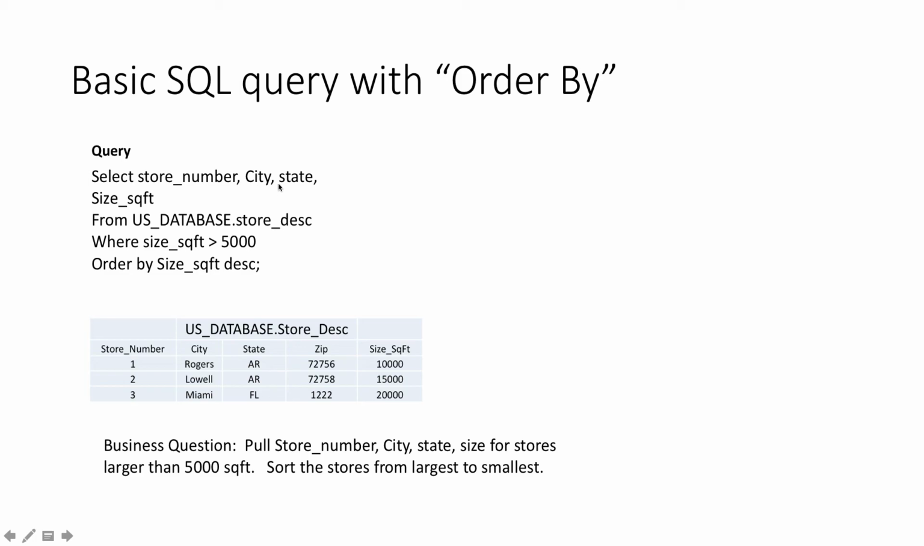We have one more column, store number, city, state, and square feet from this database table where the size square feet is greater than 5,000. Then after the where clause, we've done our filtering. Now we're going to order by. So this is the keywords that actually allows you to sort the data. Size square feet, descending. So descending means from largest to smallest.